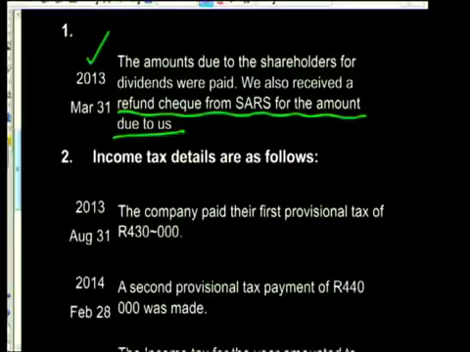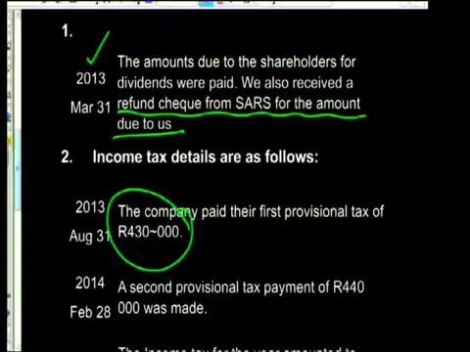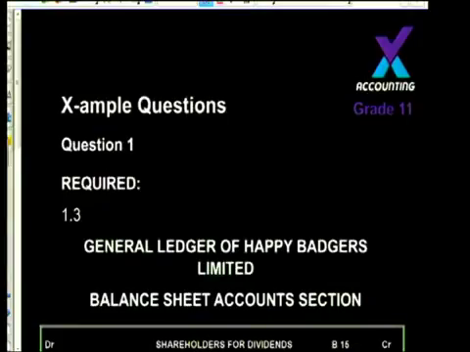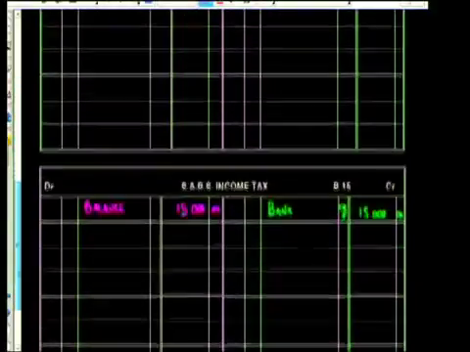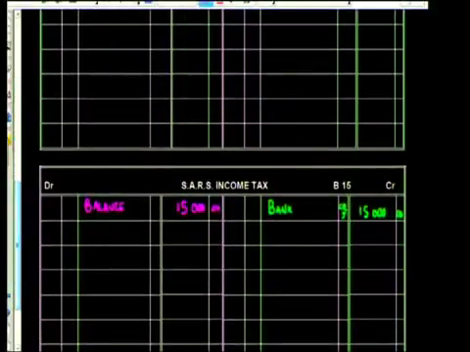The company paid their first provisional tax in August of 430,000 Rand. Identify the two accounts involved. A credit to bank and a debit to my SARS income tax. Notice, I'm going to change the color again for you so that we can identify what is happening. This is a bank entry where we paid SARS an amount.